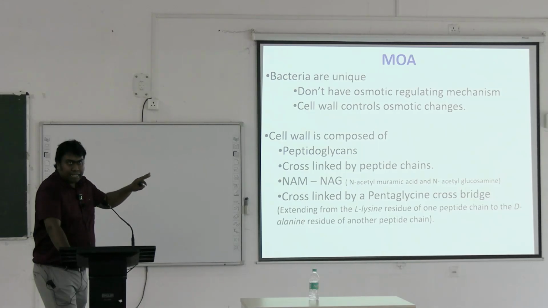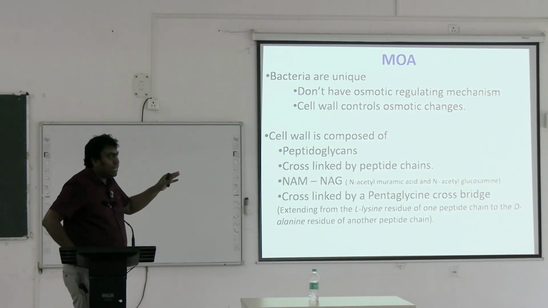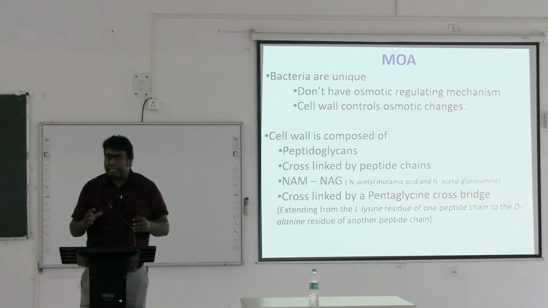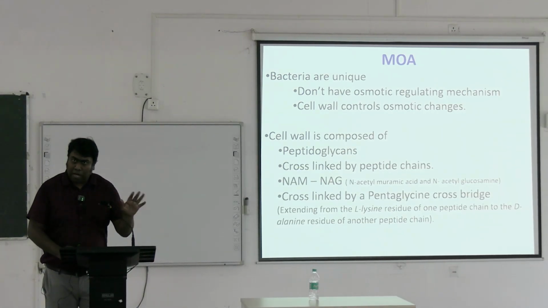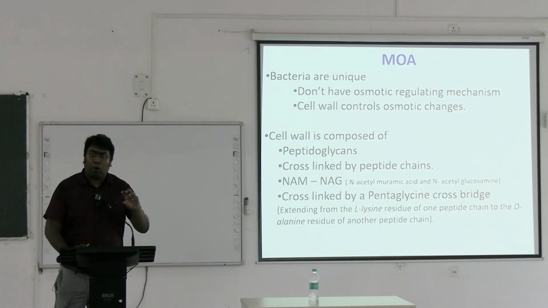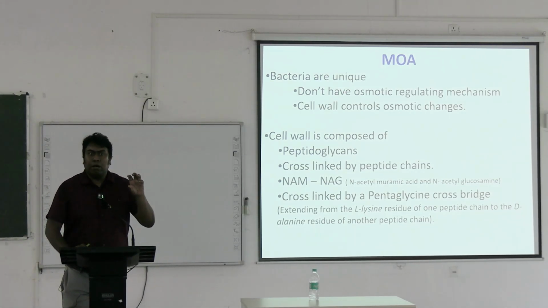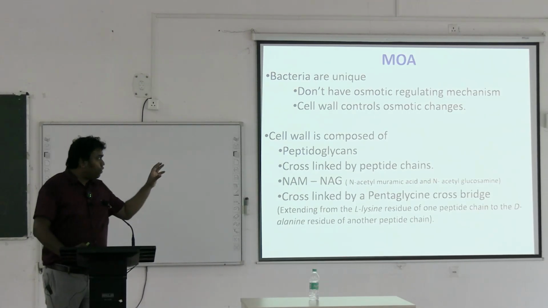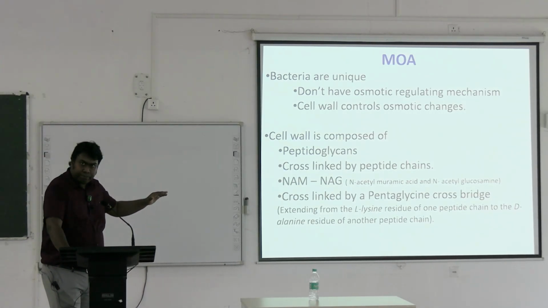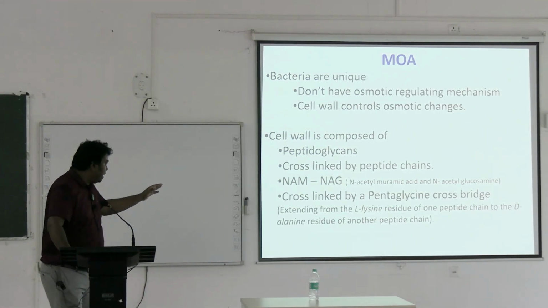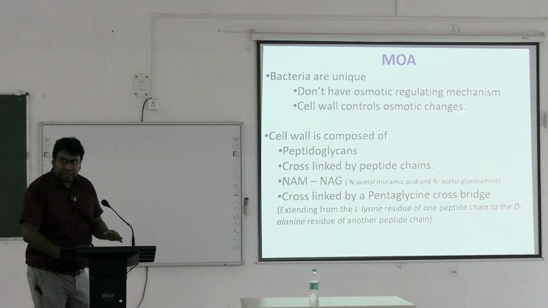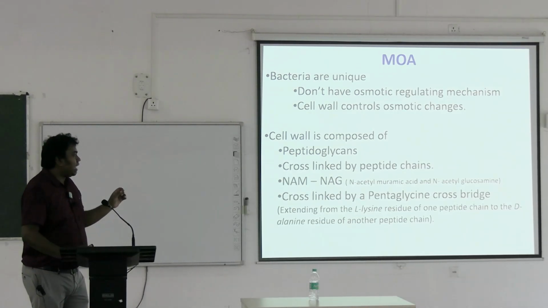So the main mechanism of action is based on the fact that the bacteria doesn't have any osmotic regulatory mechanism for itself. Their osmotic regulation depends upon the cell wall, not the cell membrane, the cell wall. The cell wall is the one and most important mechanism for controlling their osmolality. Now the cell wall is composed of peptidoglycan, cross-linked peptides, namely N-acetyl-muramic acid and N-acetyl glucosamine, and they bind by cross-linking through a pentaglycine cross bridge.